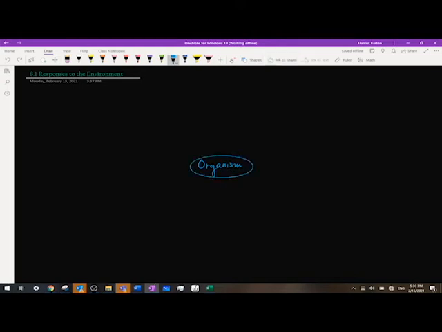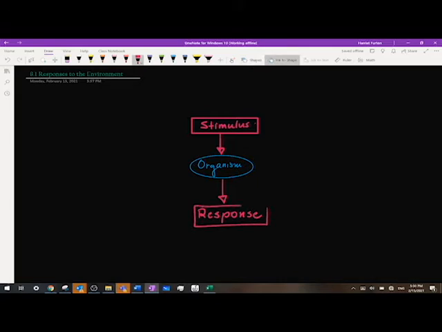8.1 Responses to the environment. The question is, how can organisms respond to their changing surroundings? The stimulus is the change that acts on the organism, and every organism responds to the stimulus through various ways.